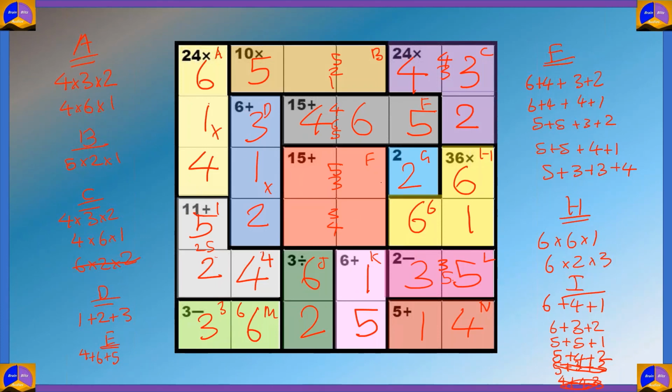Then, the 5 in cage F would go over here, 3 over here, and the other 3 in cage F would go over here because 3 can't be repeated in the same column. And 4 would go over here, then 2 would go over here, and for completing the whole puzzle, 1 will go over here.